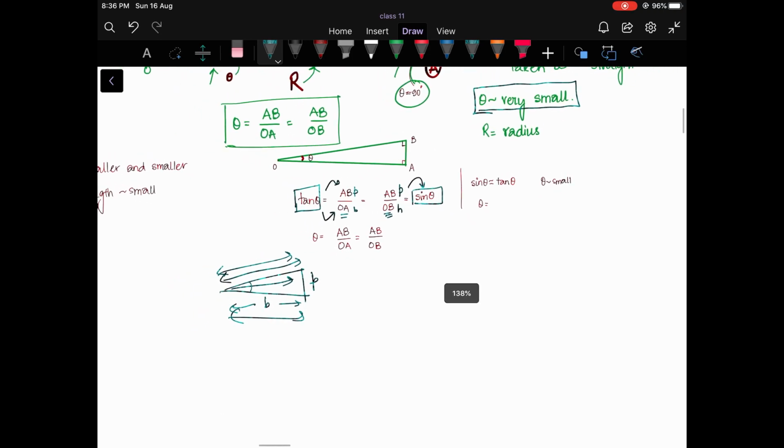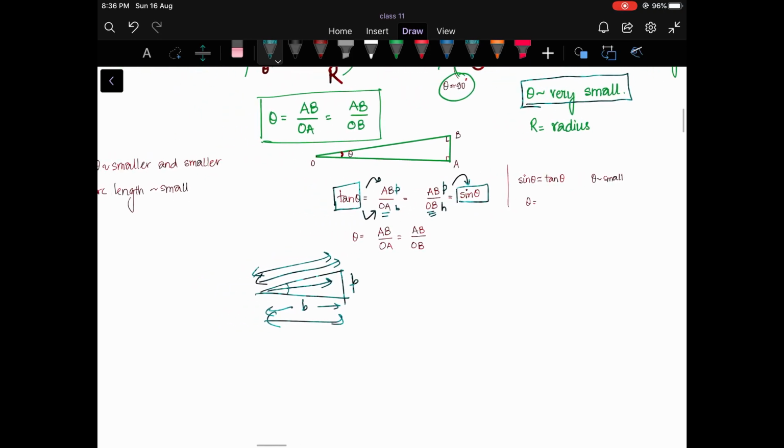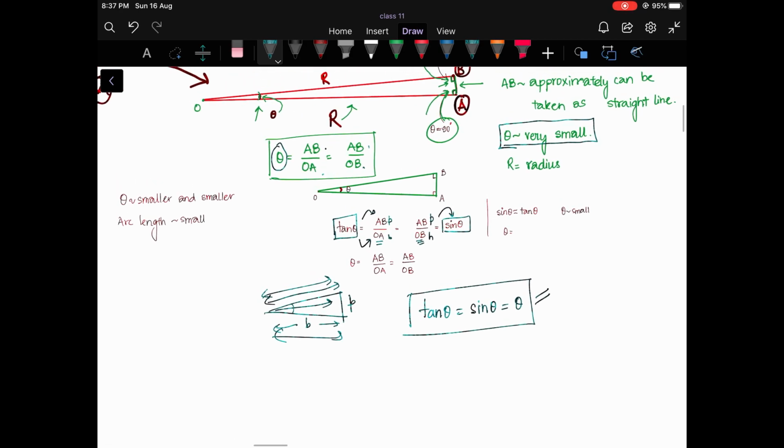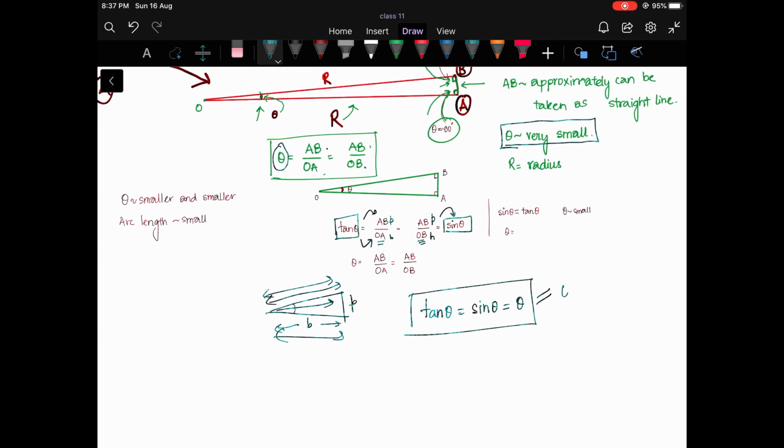And you have just learned that we can write this arc angle, that is your theta, equal to AB by AO or AB by OB. So that means I can write tan theta almost equal to sine theta, which is almost equal to that arc angle theta. This is a valid relation which you might be using later on, provided your theta is a very small angle.